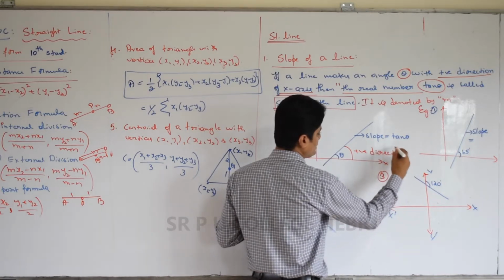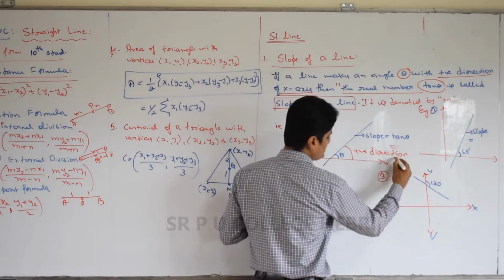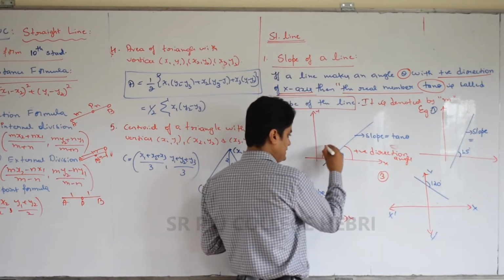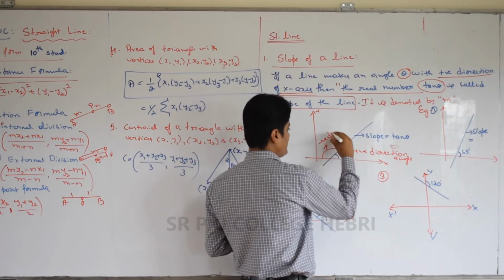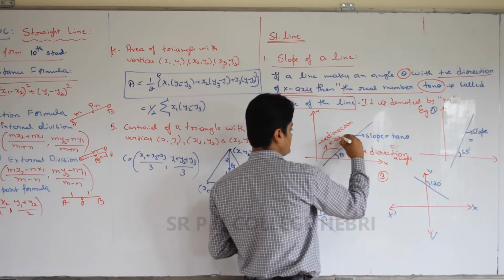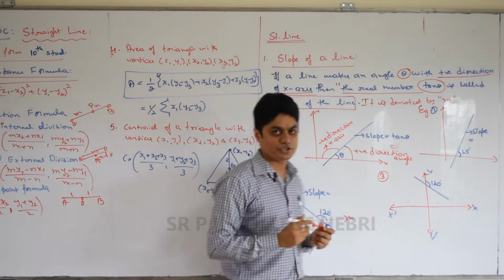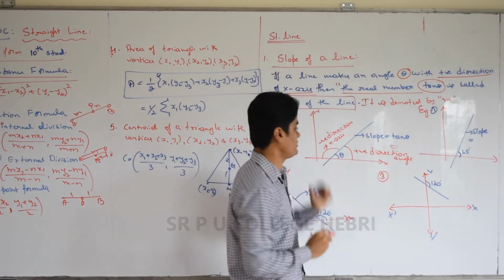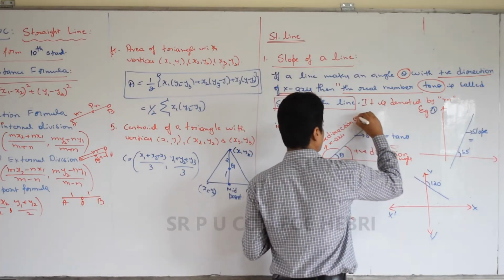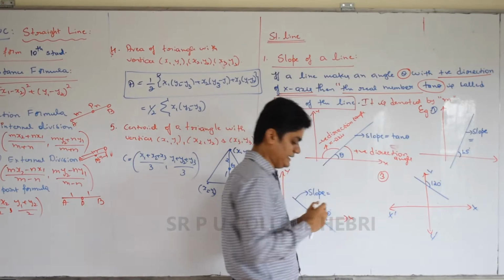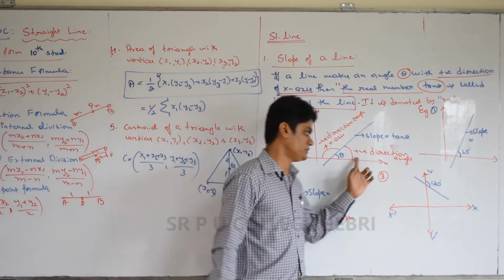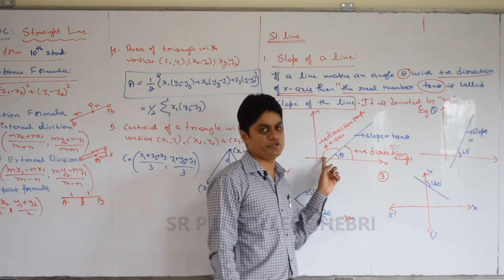Why is this known as the positive direction angle? Because this angle is towards the positive direction of x-axis. This angle is known as the negative direction of x-axis. So this is the positive direction angle, and this is the negative direction angle. So when a line makes an angle theta with the x-axis, there are two types of angle. This angle is the positive direction of x-axis angle, and this is the negative direction of x-axis angle.